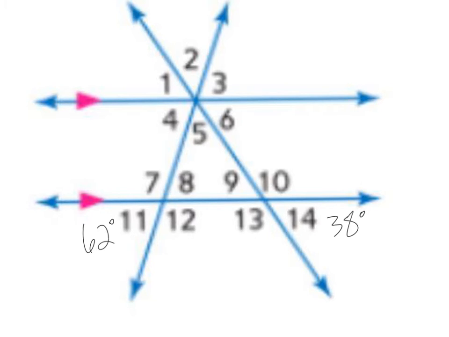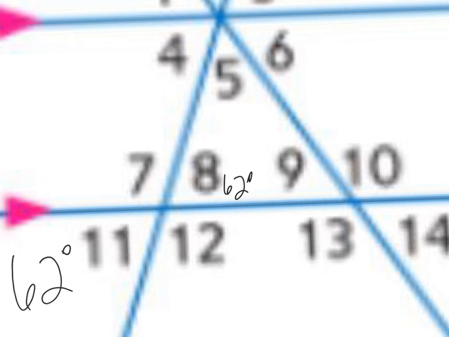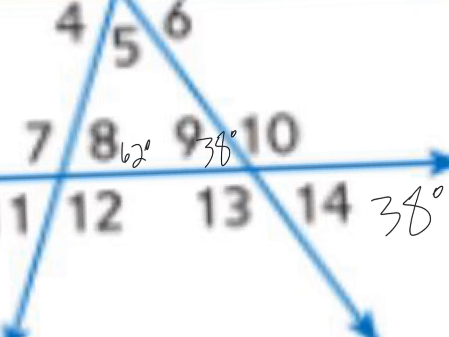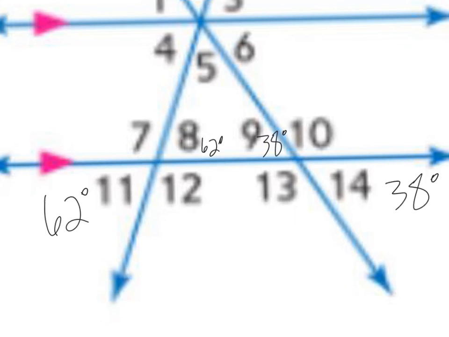I know that all vertical angles are congruent, so 11 and 8 are going to be 62, and then 9 and 14 are going to be 38. With those out of the way, I'd like to next figure out 12 and 13, and that'll also give me the answers for 7 and 10, because these form a linear pair: 13 and 14, and 11 and 12. Same thing with 7 and 8, and 9 and 10.